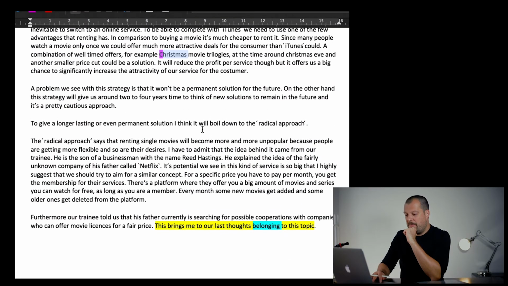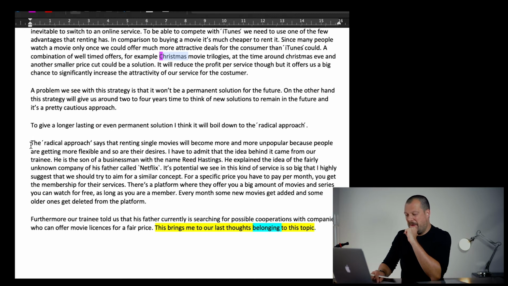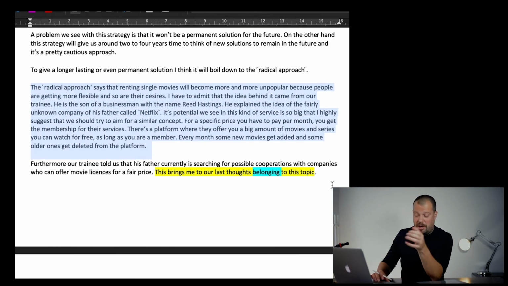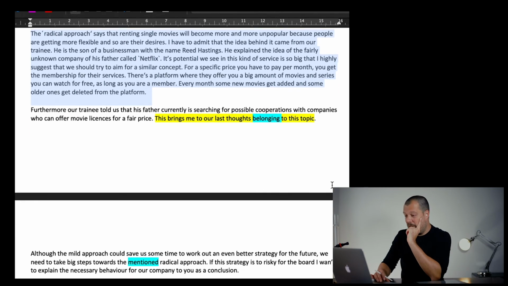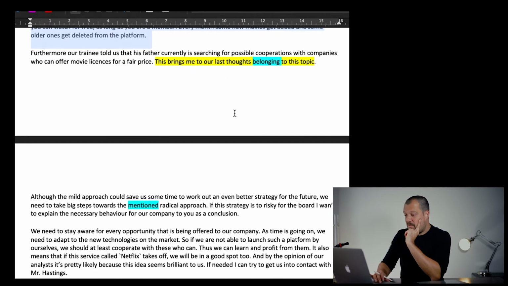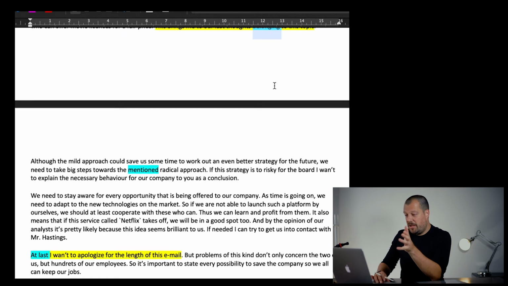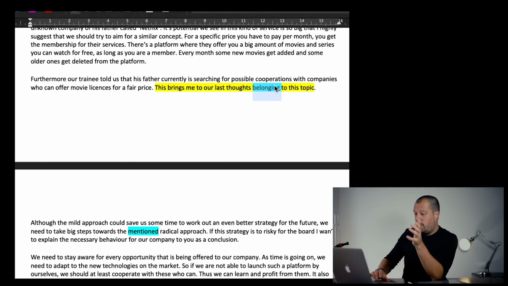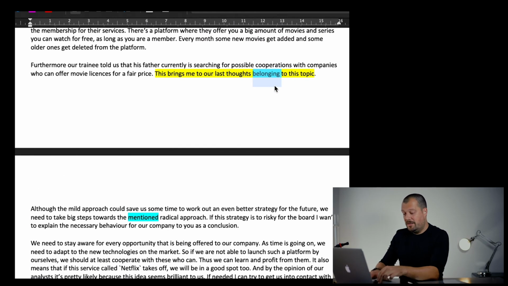So here, I'm not going to comment on this paragraph about Netflix. It's funny though, and it's well written as well. You can read all of the texts online on Moodle. You should read them. They're all really good. A couple of things I just want to change here. This brings me to our last thoughts regarding this topic, not belonging to this topic.